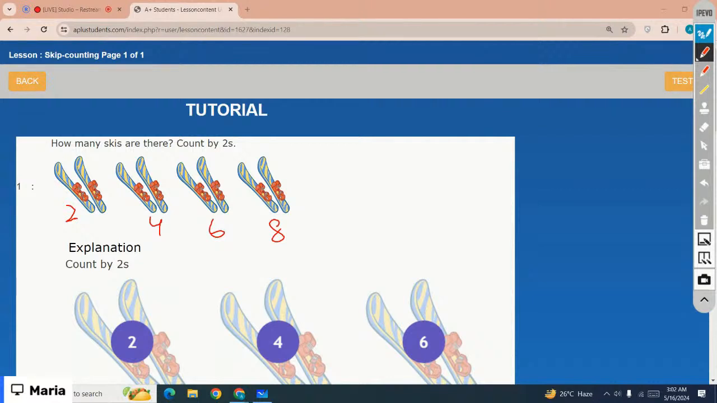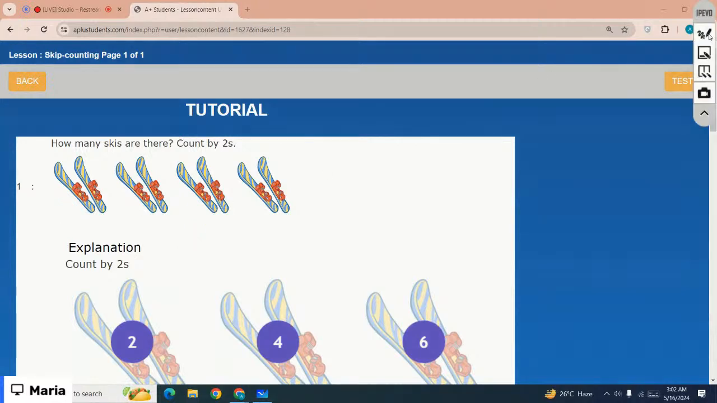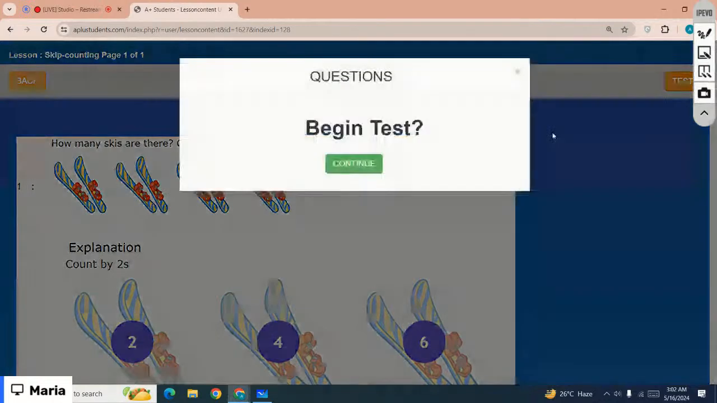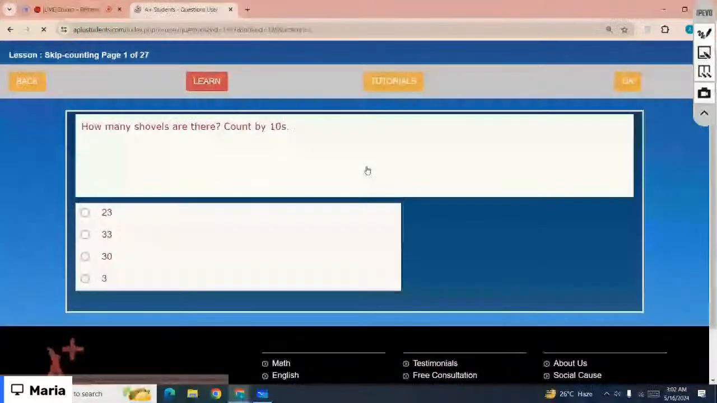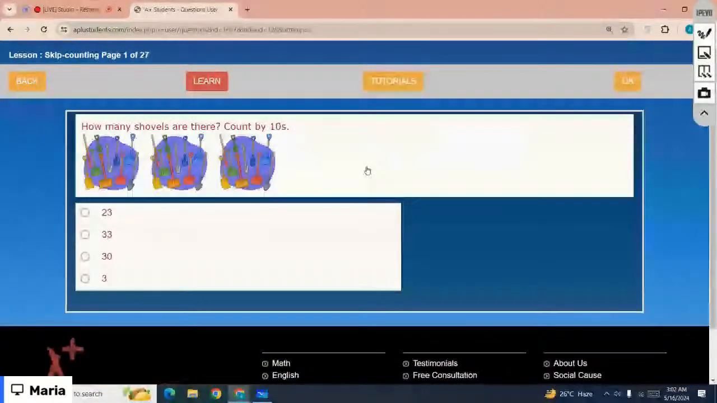You skip the numbers in between them, like between 2 and 4 you skip 3, and between 4 and 6 you skip 5. So this is known as skip counting by twos, right? Okay, let's just start with the test questions. You don't have to count every number, you skip some of them, so that's why that is known as skip counting, right? How many shovels are there?